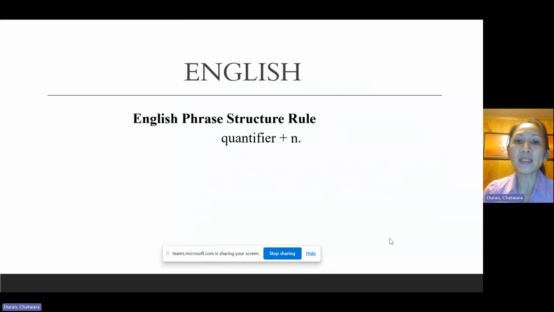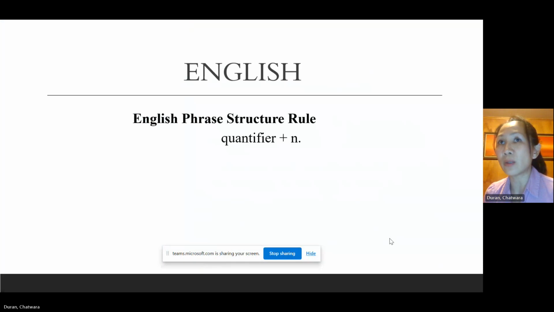Okay, so let's get back to English so that you have a clearer idea of why I emphasize this. For the English noun phrase structure rule, I just want to show you a simple one. There are more complex ones, of course, because English is a complex language, but I want to show you just one simple example here with the quantifier and noun. So for an English noun phrase structure rule, you have a pre-nominal modifier, which means this modifier comes before the noun.